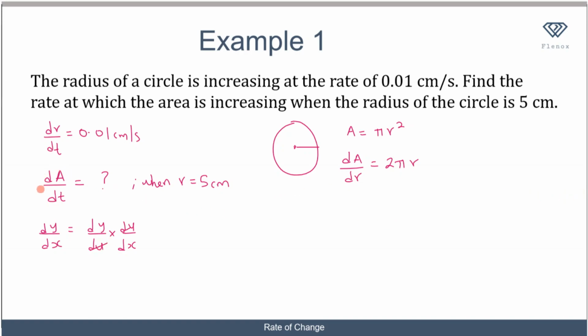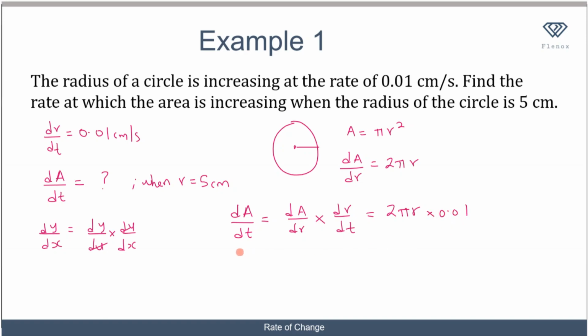In this case, we are trying to find dA over dt, which is the rate at which the area is changing. So we can write dA over dt as the product of what? dA over dr, which you found here, multiplied by dr over dt, which you are given. So dr can cancel dr and we are left with dA over dt. So what is dA over dr? We have found dA over dr to be 2 pi r, and we found dr over dt to be given as 0.01.